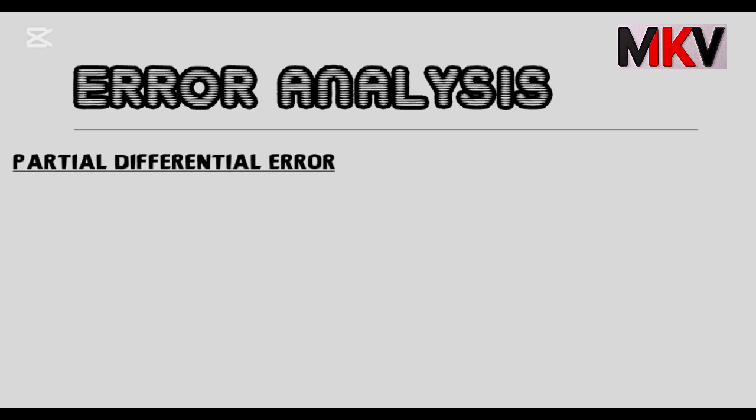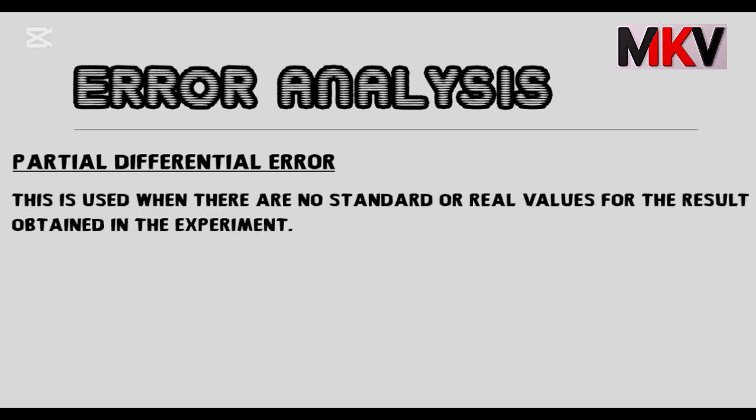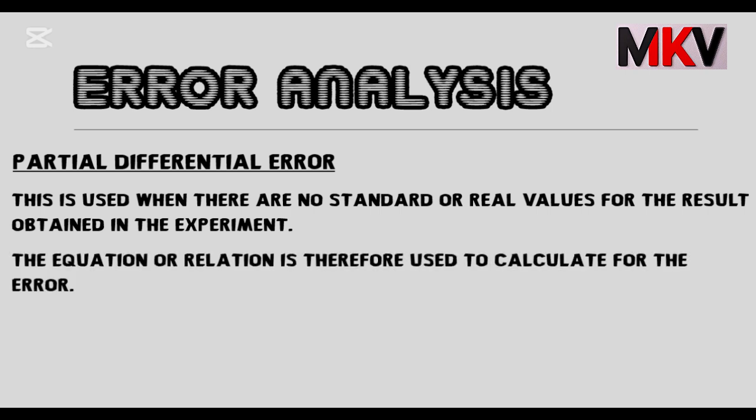So the next thing we'll talk about is partial differential error. And this error is used when there are no standard or real values for the results obtained in the experiment. After your lab work is done and your results are found, there were no standard values to compare your results to. You can use the partial differential error to evaluate your error margins between the results obtained in the experiment. So the equation or relation used in the experiment to get your result is the one that will be used to calculate your error. So let's look at the steps by which we will use this method.